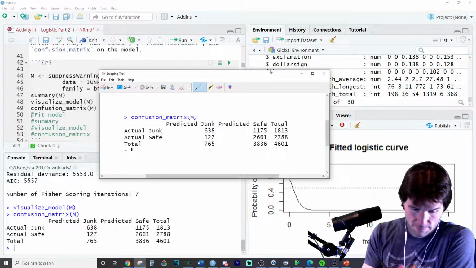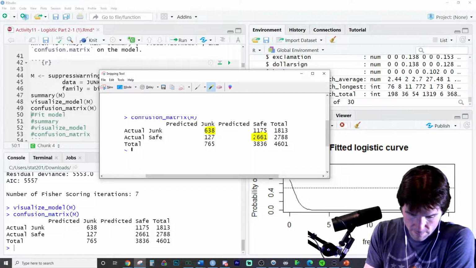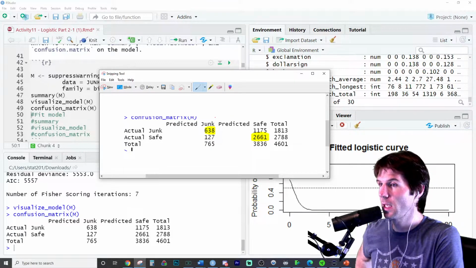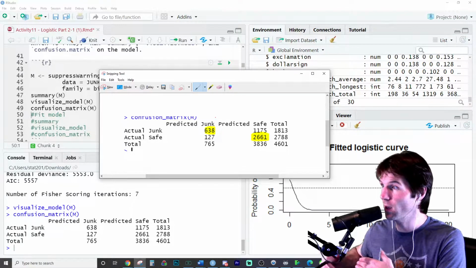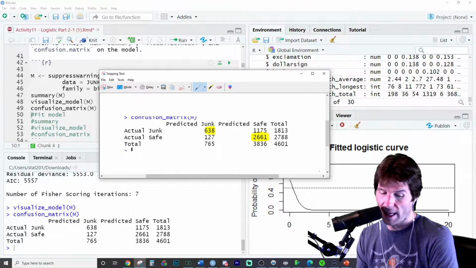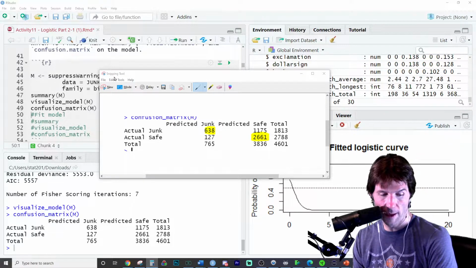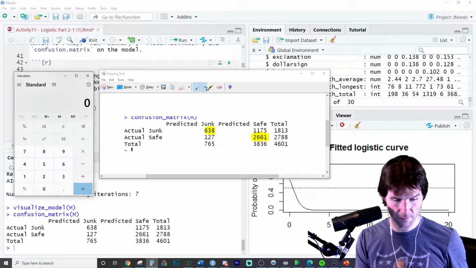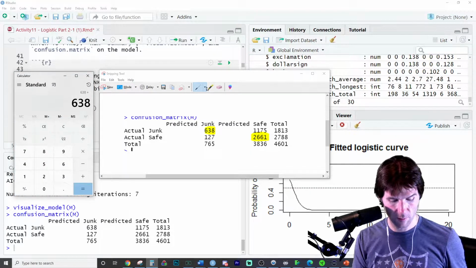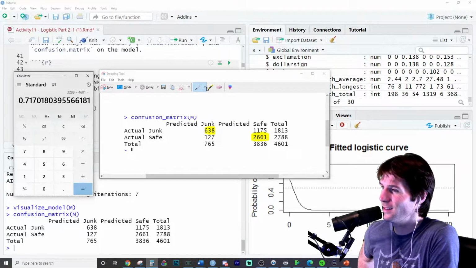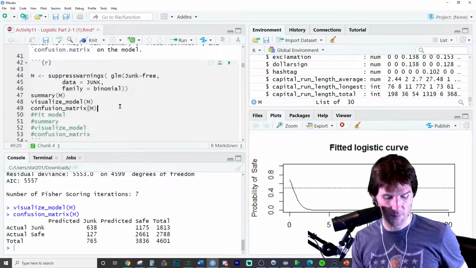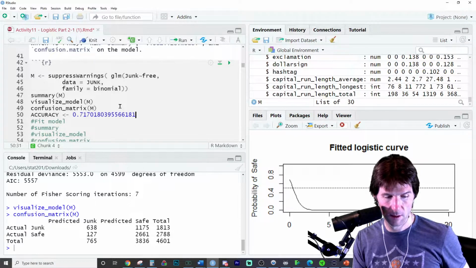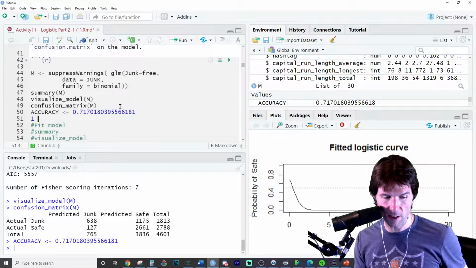The on diagonal is where these match up. Things that are predicted junk and are actually junk, things that are predicted safe and are actually safe, meet right there. So now we just add them up and we divide by the total. So how many does our model get correct? 638 plus 2661 divided by 4601. That is the percent our model gets correct. How much better than the naive is it? I don't know. So this is the accuracy of our model. Let's say accuracy. And then 1 minus accuracy is the misclassification.